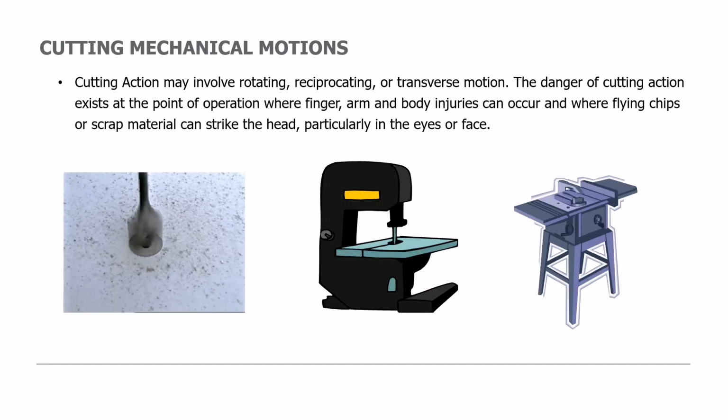Cutting mechanical motions. Cutting actions may involve rotating, reciprocating, or transverse motions. The danger of cutting action exists at the point of operation, and this is important, where the finger, arm, or other body parts can be injured, and where flying chips or scrap materials can strike the head, particularly the eyes and the face area. This area right here is what they consider the point of operation, in other words, where you have the surface and the cutting mechanism where the two come together. And that's what they call a cutting mechanical motion.